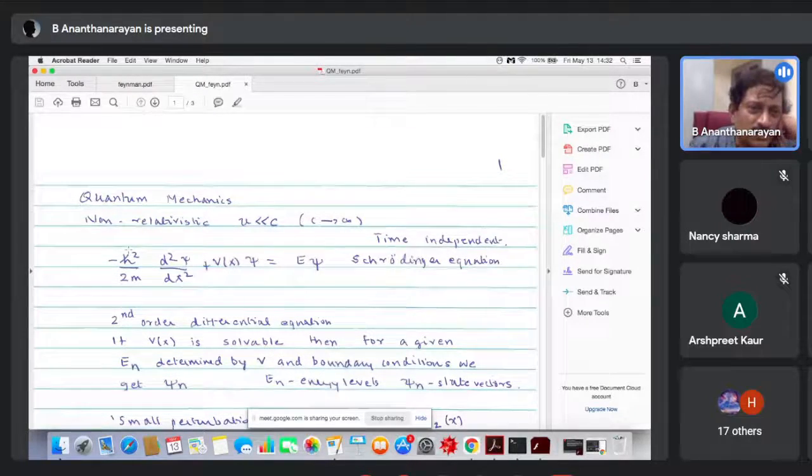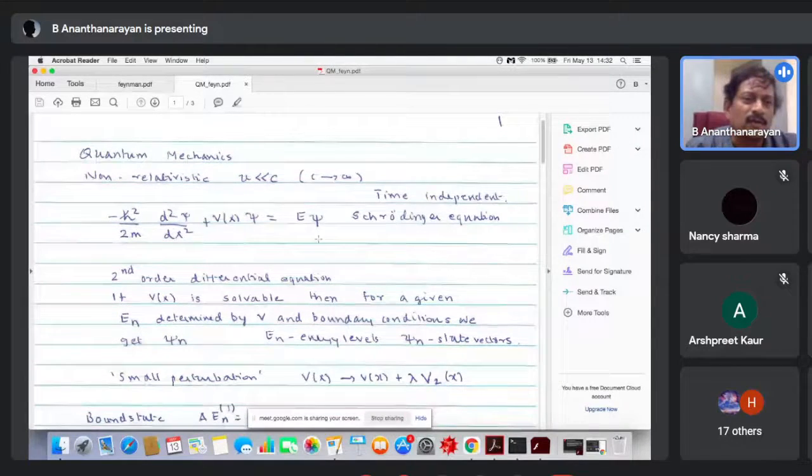H is the Planck's constant, h bar is the reduced Planck's constant: minus h bar squared by 2m d squared psi by dx squared, plus V of x acting on psi is E psi. This is a second order differential equation, and you know how to solve second order differential equations. You'll be able to do this when you have an explicit form for V of x.